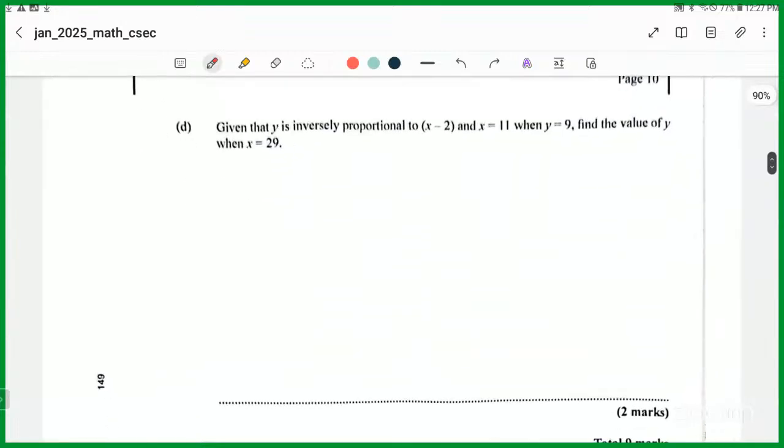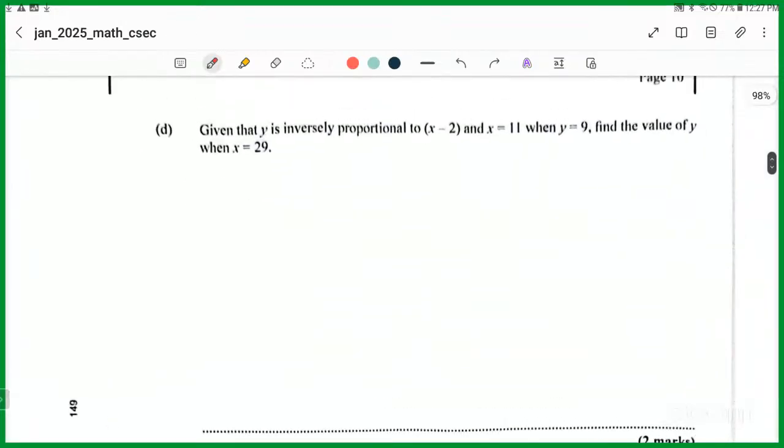I did tell you to do this though, which is variations. It says, given that y varies inversely, y is inversely proportional, it means k over the second thing. So the first thing is k over the second thing, that's what it means. Alright, inverse proportional. And x is 11 and y is 9, that's to find k. Then find the value of y when x is 29. This question can be done without finding the k, but let's use the method of finding k first.